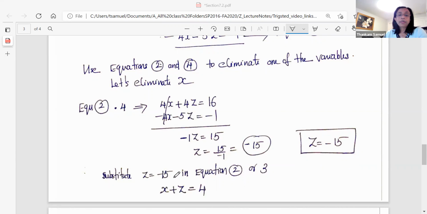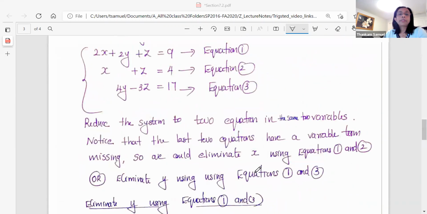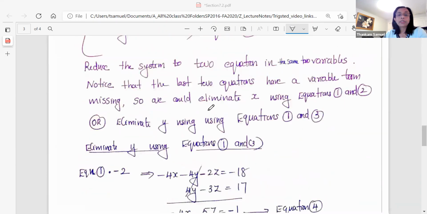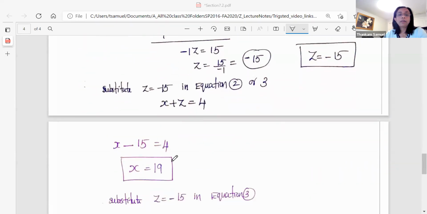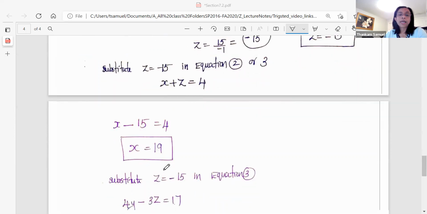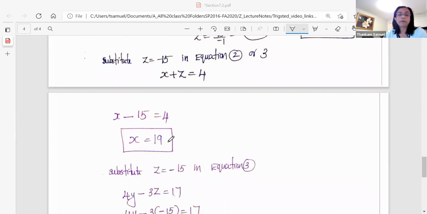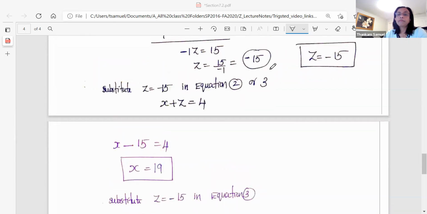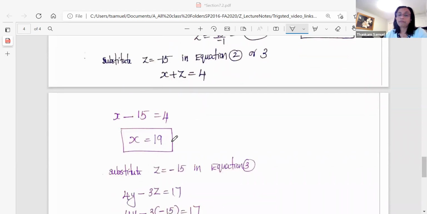Then substitute z equals -15 in equation 2 or 3. Let's substitute it in the second equation. So x minus 15 equals 4. When we solve for x, add 15 on both sides, so x equals 19. So we got the values of two variables, z equals -15 and x equals 19. Now we have to find the value of y.